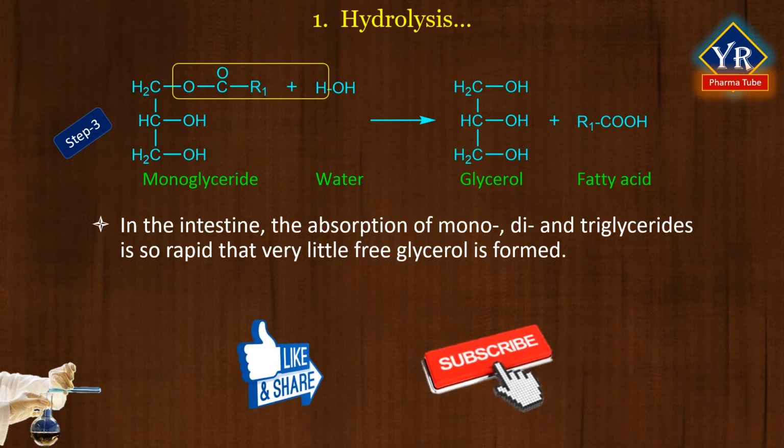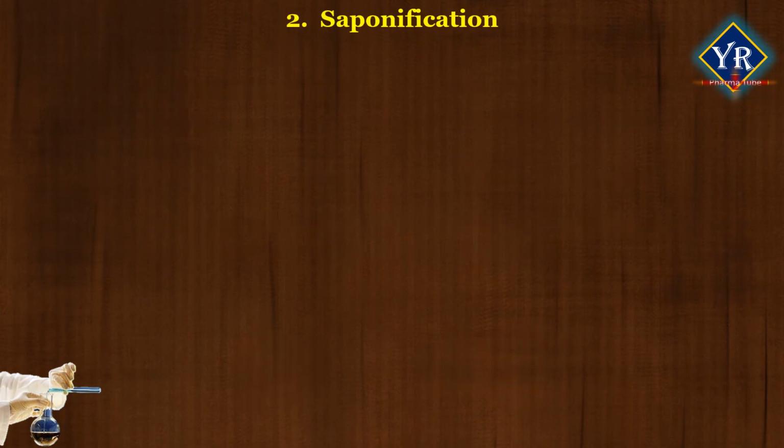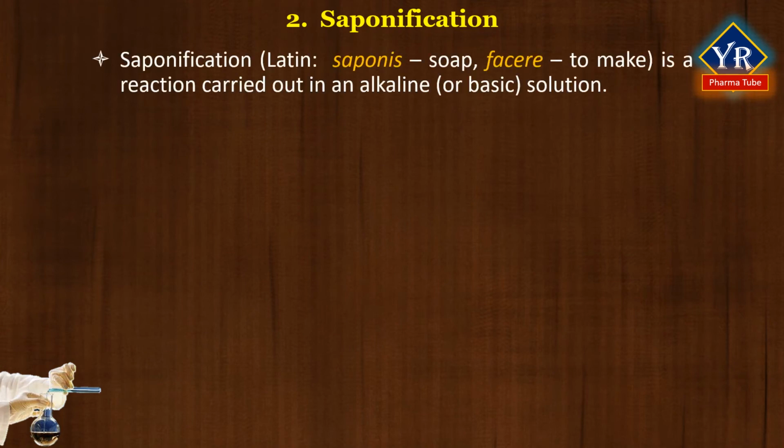In the body, this hydrolysis is catalyzed by enzymes which are referred to as lipases or hydrolases and is the first reaction in the digestion of dietary fats and oils. This reaction is the first step in triacylglycerol metabolism. And the second hydrolysis reaction is saponification. The word saponification has come from two Latin words, saponis, meaning soap, and facere, to make. That is, making soap is saponification.